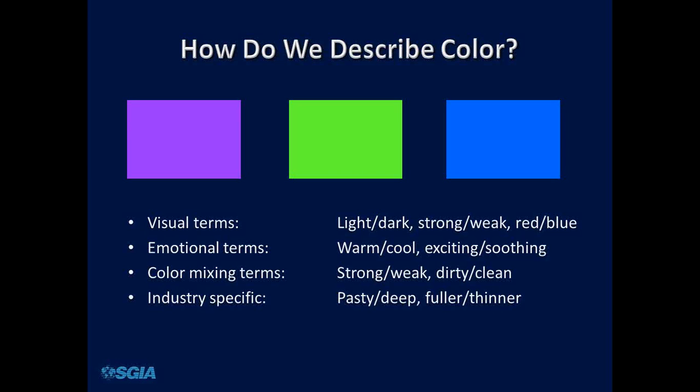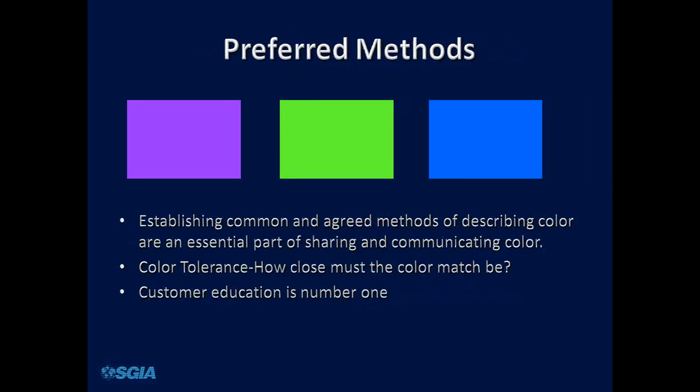If you couldn't see it, and I was trying to describe this color for you, saying it's a purple and it looks very royal, it's rich, how are you going to reproduce it? We need some way to talk about that color that we all agree on. And so I would say that establishing a common or agreed upon method of describing color is essential if we're going to share and communicate color.